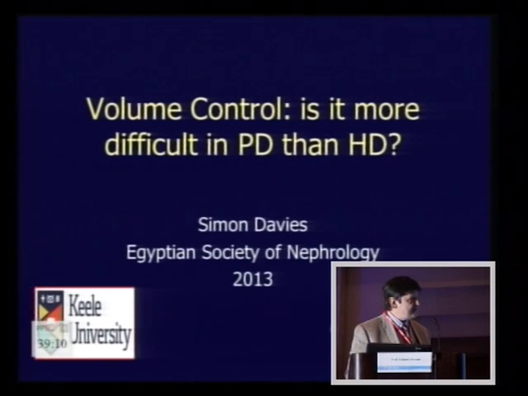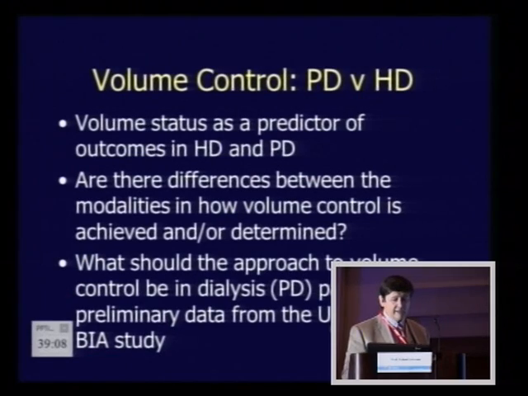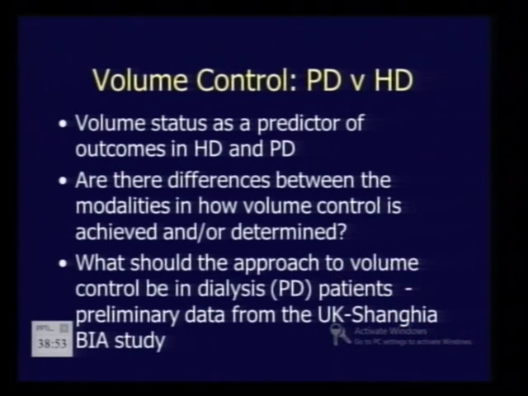And to go about answering that question in more detail, I've divided my talk into three parts. First of all, I want to say a little bit about volume status in general as a predictor of outcomes in both hemodialysis and peritoneal dialysis patients. If you like, looking at the similarities between those in terms of outcome.